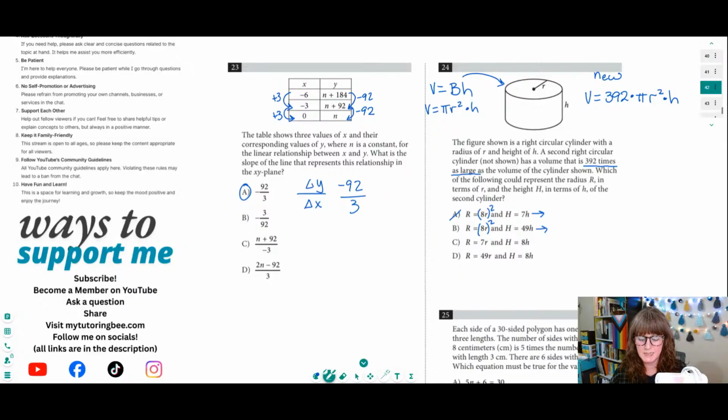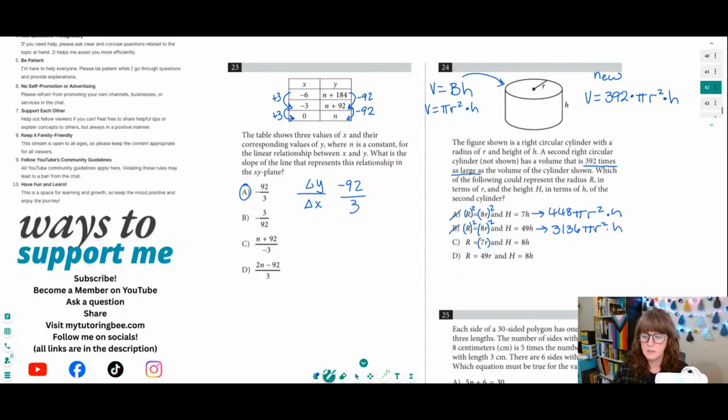So this would actually be 64 times 7, which is 448 pi r squared times h, right? Because whatever the new radius is, that's also going to be squared. And so that means that both the number and the radius have to be squared. So for this one, we would actually get 64, which is 8 times h times 49, which is 3,136 pi r squared times h. So that's not it either.